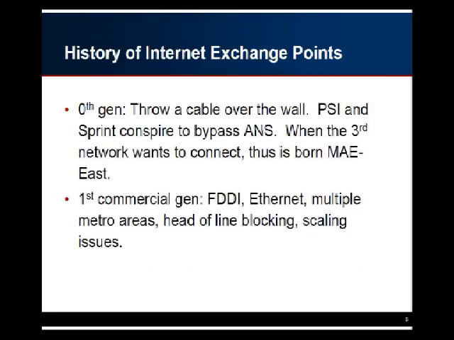The zero-gen platform was people who got together for the first time to bypass ANS, and as soon as you had multiple parties that wanted to interconnect with each other, you had MAE-East, which originally became an Ethernet FDDI, eventually, for high-speed access when high-speed was 100 megs. It had a lot of problems. It had a lot of head-of-line blocking issues. It had a lot of scaling issues, but it kind of worked most of the time. It passed most of the packets, and when 100 megs was fine, it wasn't that big a problem.